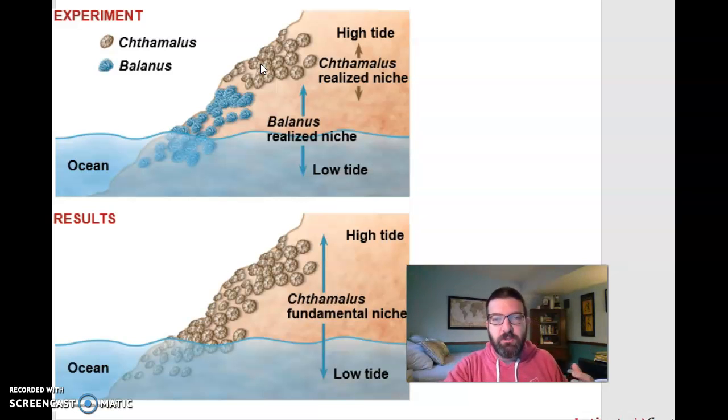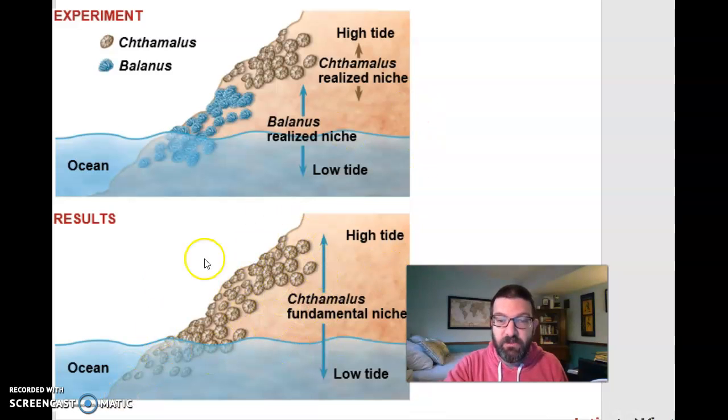But experiments were done to see if the realized niche that we see here is different from the fundamental niche of these Tithalamus barnacles. And so in small areas, all of the Balanus barnacles were taken away. And indeed, these barnacles spread down into the lower parts of the intertidal zone where the water was all the time, right, even at low tide. And that shows us that this is their fundamental niche.